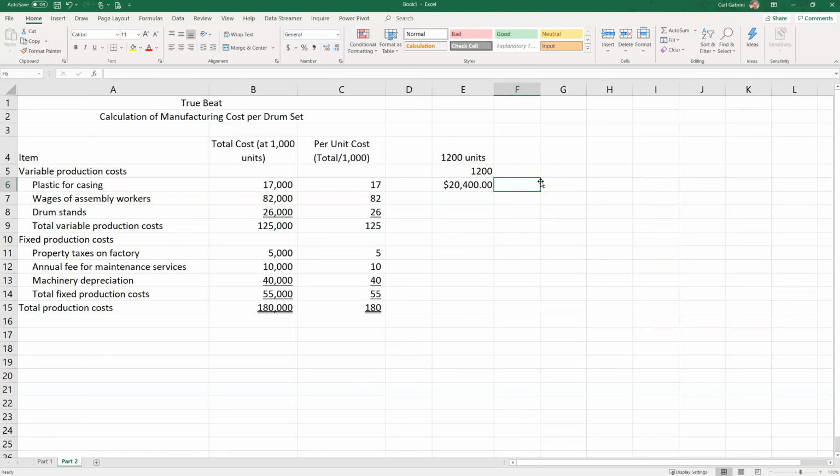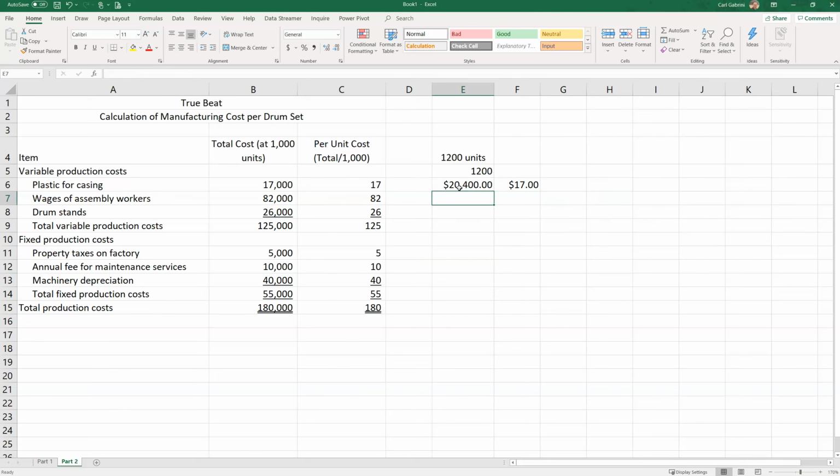And again, you can prove that to yourself by simply dividing the total cost by 1,200, the new production value, and you still have 17. So it's still the same. Okay, that's part 3.